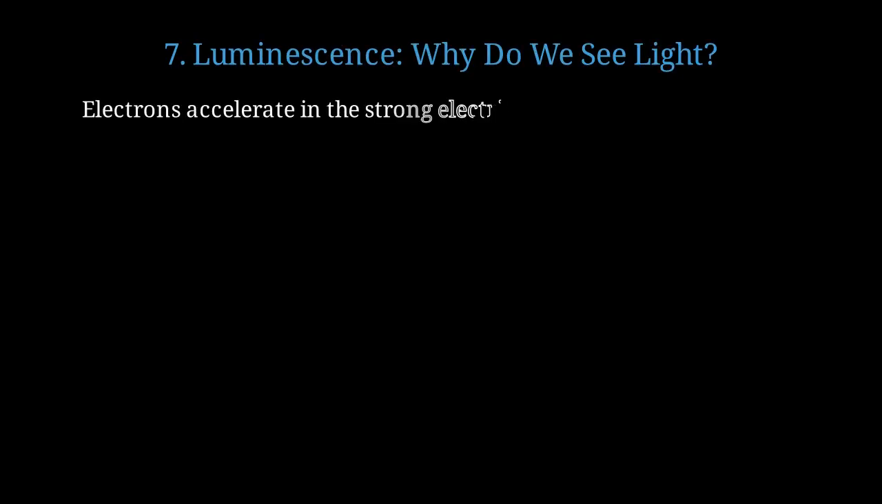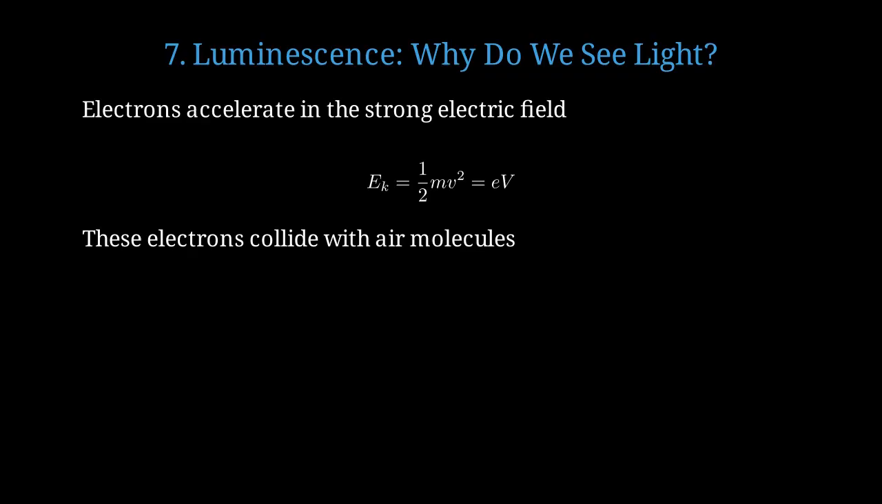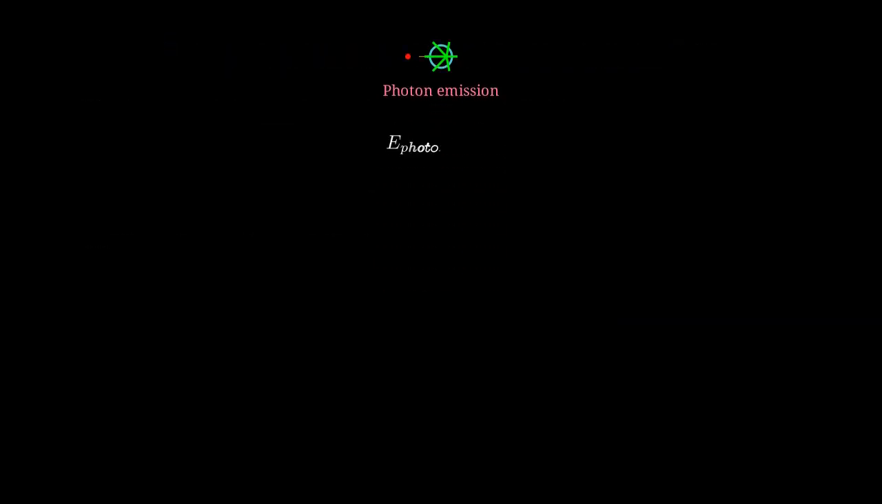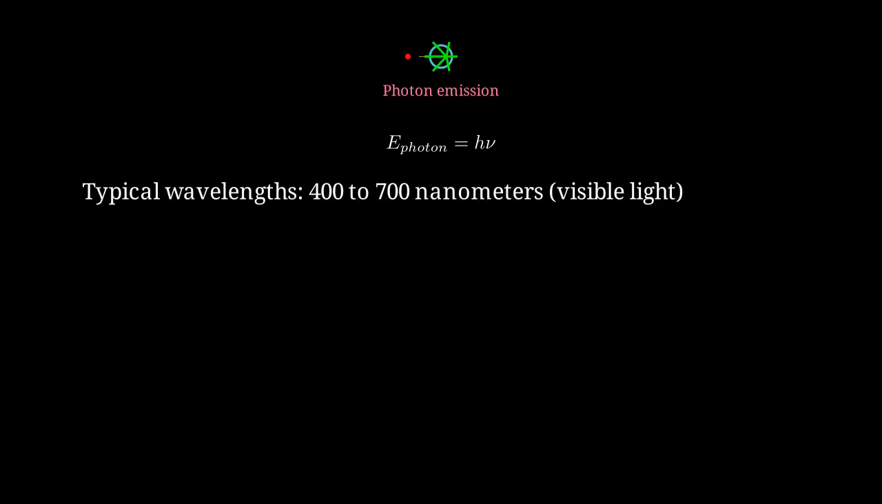In the strong electric field, free electrons accelerate to very high velocities. They gain kinetic energy equal to the charge times the voltage difference they traverse. These energetic electrons then collide with nitrogen and oxygen molecules in the air. When electrons hit molecules, they excite them to higher energy states. When these molecules relax, they emit photons of light. The energy of emitted photons equals Planck's constant times the frequency. The emitted light spans the visible spectrum from about 400 to 700 nanometers, which is why we can see these tiny flashes.